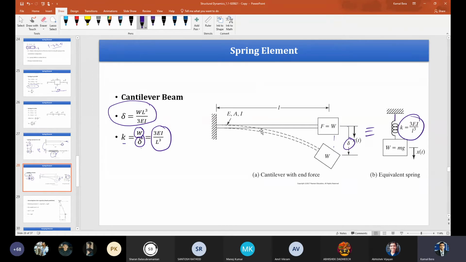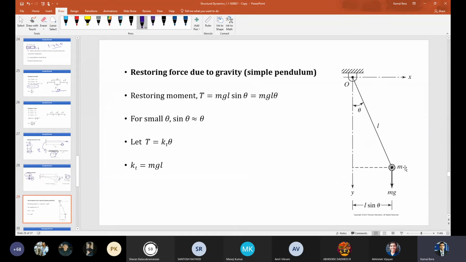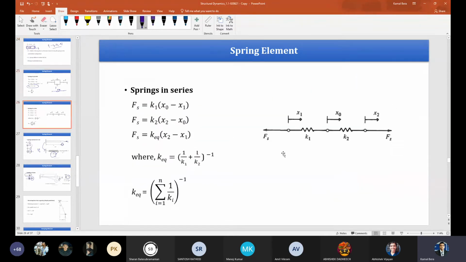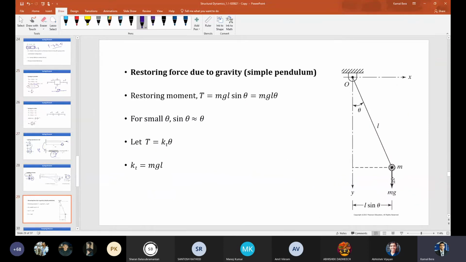Similarly, let us try to understand this for the pendulum system. As I told, the spring force is the restoring force also, because it tries to restore the system to the original position. It is also written here: elastic restoring force Fs is the force that tends to bring the spring to the unstretched configuration. Similarly for the pendulum, there is a restoring force. Instead of force here, it is the torque basically, as I already mentioned. So it is mg into L sin theta. This is the restoring moment here.